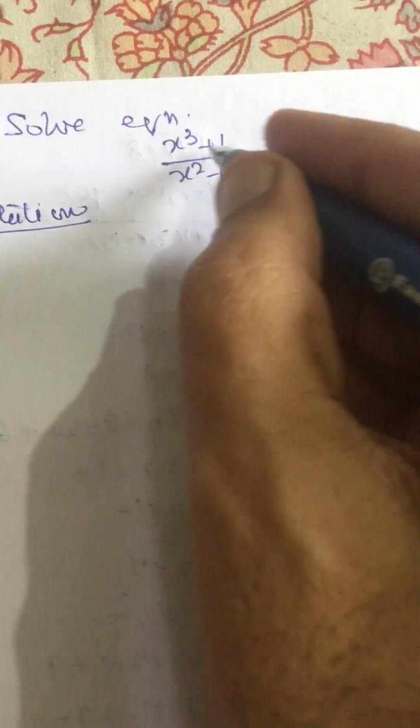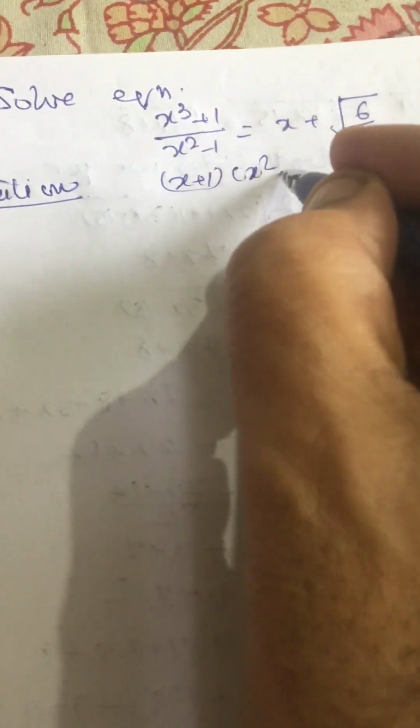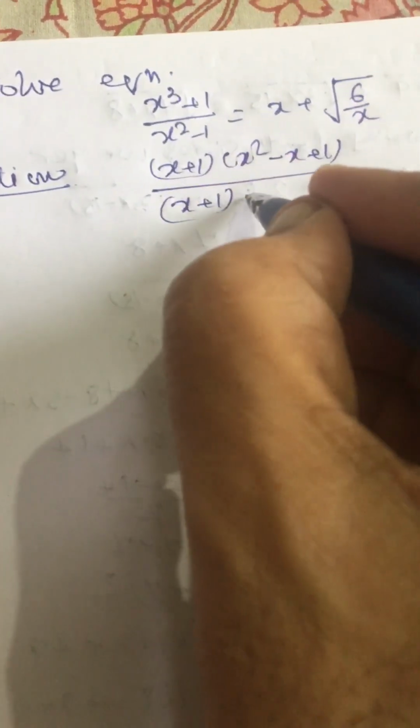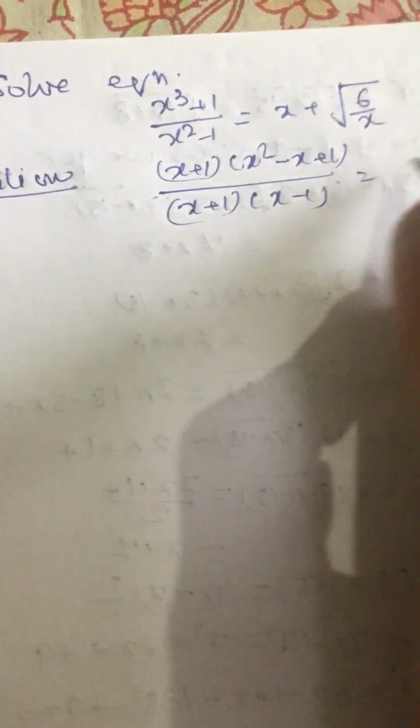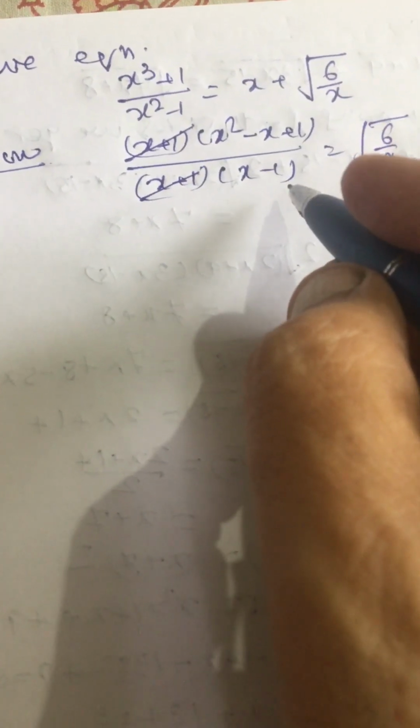We can write this as (x plus 1)(x square minus x plus 1). We are factorizing it actually. Now this we can write as (x plus 1)(x minus 1) equal to x plus square root 6 over x. Now this cancels with this, so we can cross multiply.